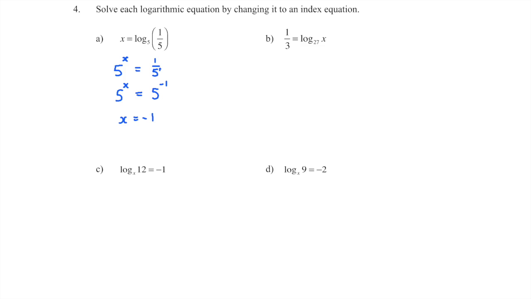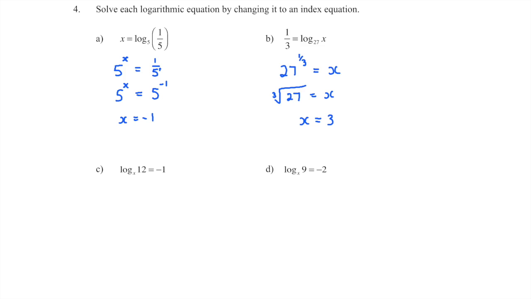Looking at part B, slide the base, the number below the letter g, 27. So we slide it across to the other side, and I'm just left with an x now because the logarithm disappears when I slide the base. What we do need to remember is that to the power of 1/3 is a fancy way of writing cube root. And the cube root of 27 is 3.